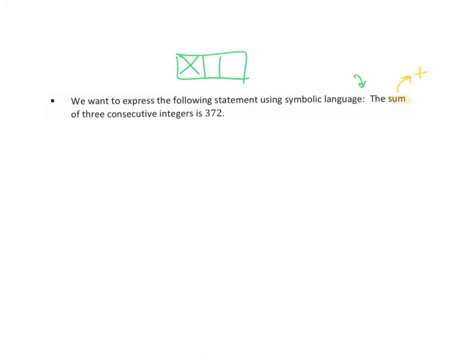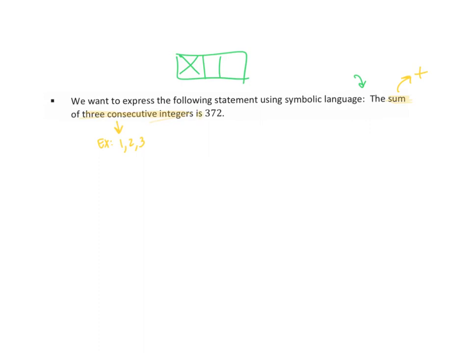The sum of tells us what we're going to be adding. So it says the sum of 3 consecutive integers. So we talked about this before. 3 numbers, consecutive, back to back to back. Example of consecutive integers would be 1, 2, 3. Okay? Not saying that those are the ones that we're using, just saying that's an example of them.